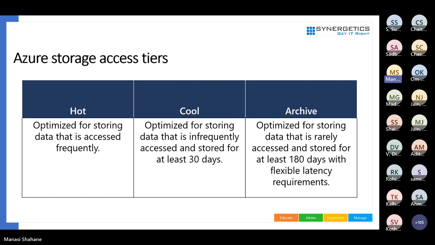So archive will be the cheapest of all. It's something that you will not access every day. So you can store any historical data you wish to store in the archive tier. As the name says, archive, it is going to archive that data as long as you don't access it.